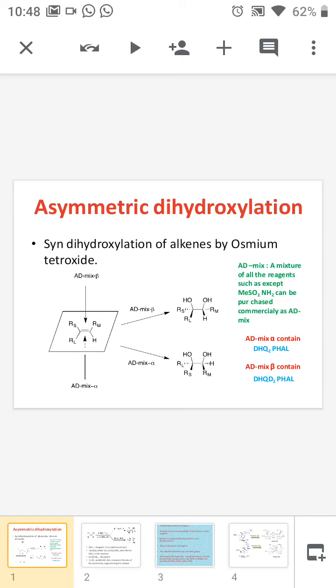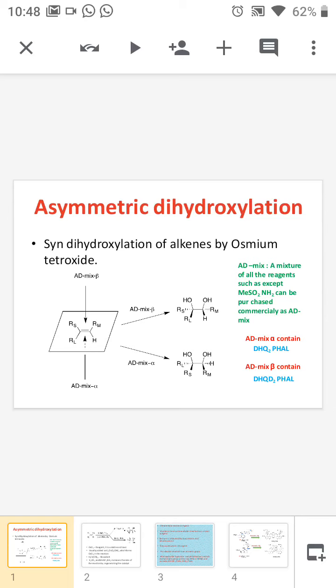And our starting material is an alkene. See, this is the reaction in which the starting material is an alkene and the final product is a dihydroxylated alkene. And as we said earlier, the product is a syn product. Both the OH groups are added on the same plane.